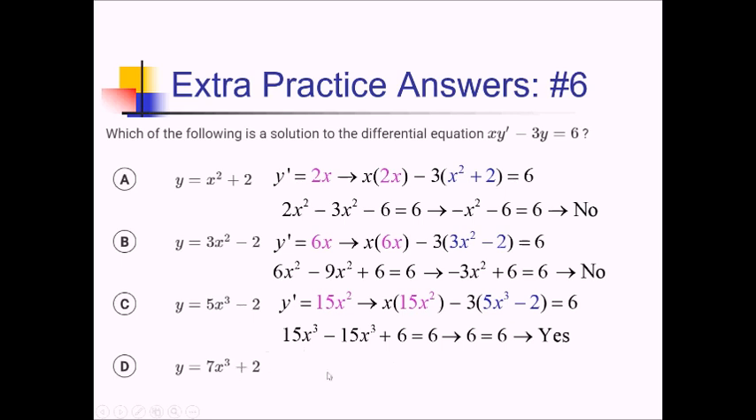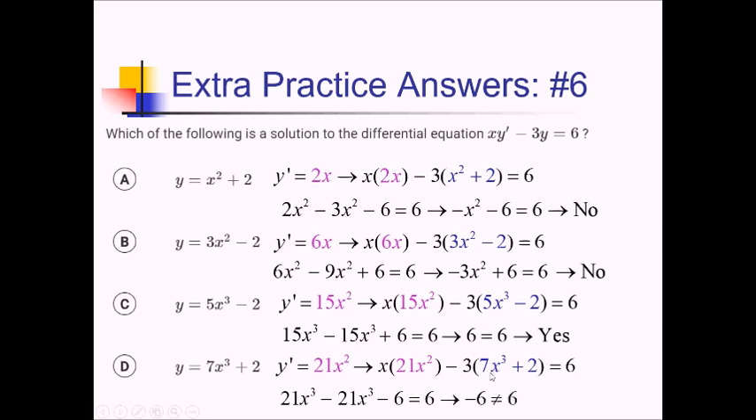So y prime here is going to be 21x squared, so we have x times 21x squared minus 3 times 7x cubed plus 2. So that's 21x cubed minus 21x cubed. So far things are working out. And we have a minus 6 equals 6. The 21x cubed cancel, but negative 6 does not equal 6. So that's not true for any x values. So that's a no. That just confirms what we thought, which was that answer choice C is the one we want.